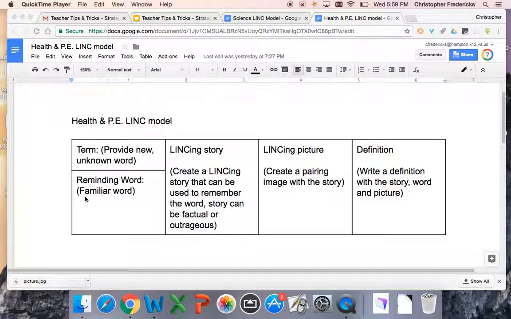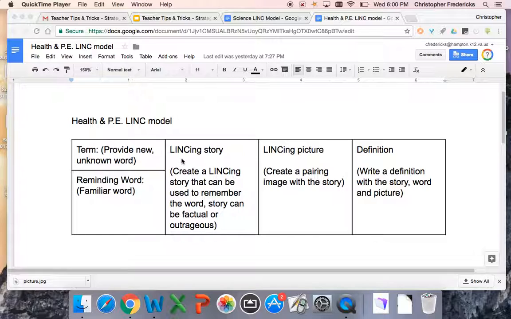The next thing you're going to want to focus on is that reminding word or familiar word. You can think of this almost as a synonym. That will work for some words. For others, it may not make sense, depending on how new this word is to the student's vocabulary. You may need to unpack the meaning of the word, the definition of the word, and find a similar word or a reminding word to help support that new terminology. I'm sure that'll make sense in a few moments when I show you a couple of these examples.